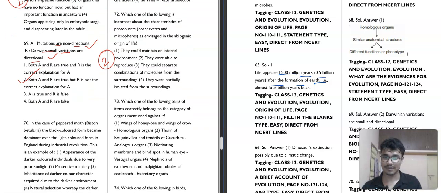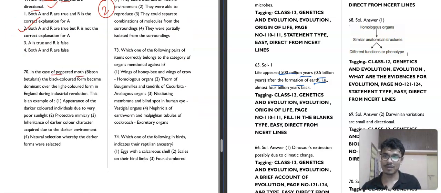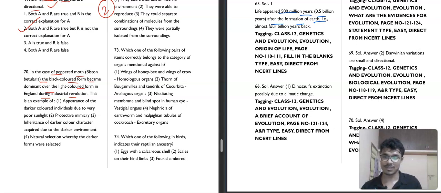Then question number 70. It is saying that in case of the peppered moth, Biston betularia, the black color form became dominant over the light color form in England due to the industrial revolution. Okay. Why is this so? So first, appearance of the dark color moth individual due to very poor sunlight, no. Protective mimicry, no. Inheritance of darker color character acquired due to darker environment, no. Natural selection actually, whereby the darker forms are selected. Fourth option will be our correct answer. Okay. It is a question of natural selection.